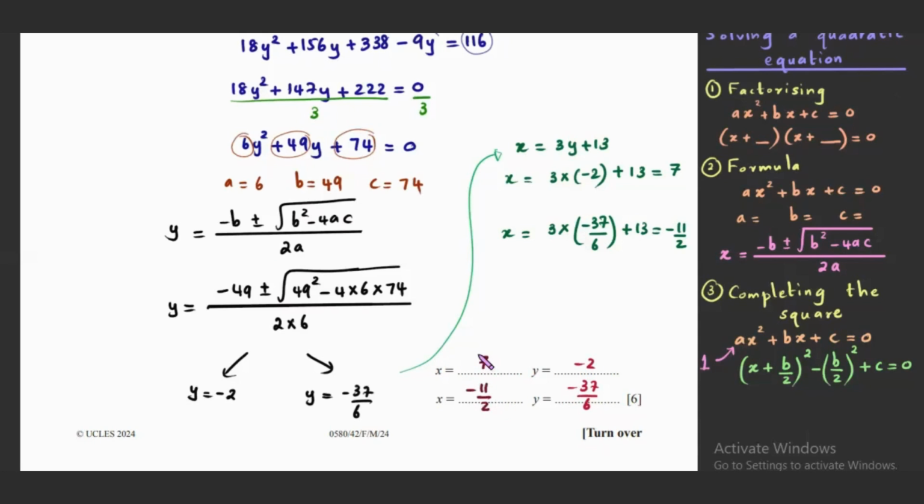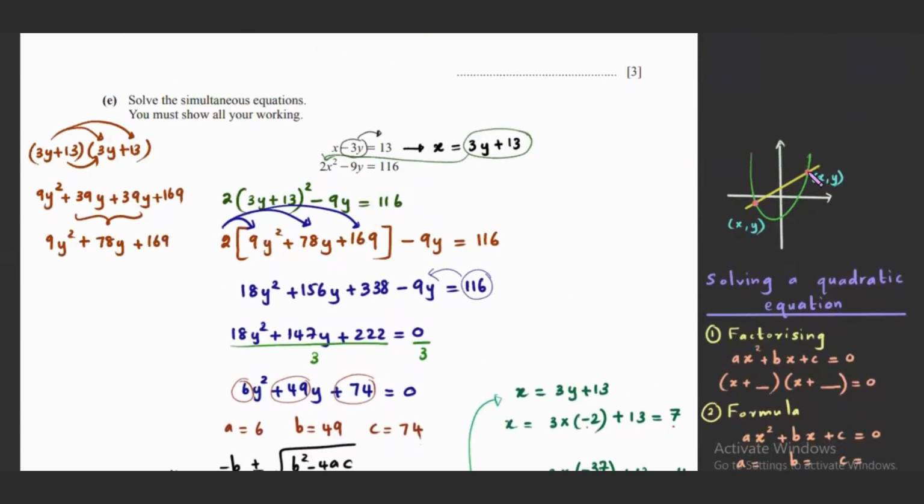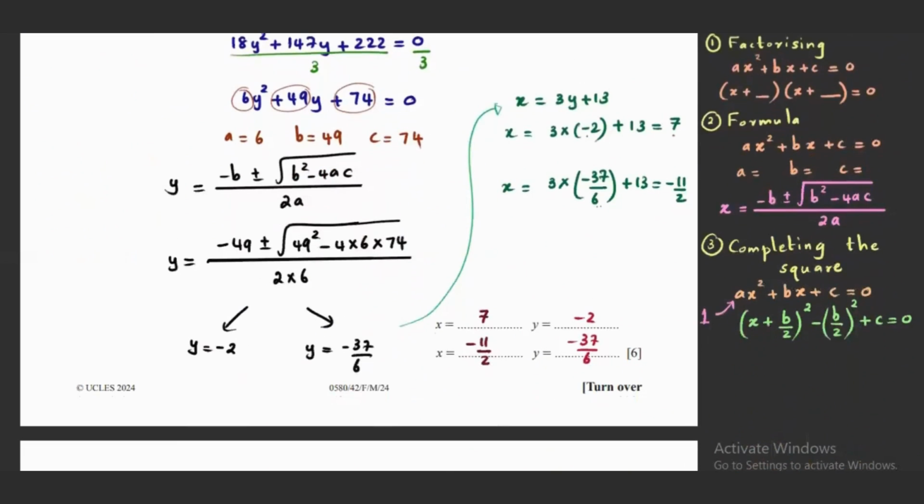The value of x is 7 only when the y value is negative 2. So now when it's negative 2, I need to put 7. When the value of y is negative 37 over 6, the value of x we get is negative 11 over 2. We cannot swap them around. So these will be the two pairs of x values and y values. And this is like when the two graphs intersect, these two coordinate points are written here. That's the meaning.